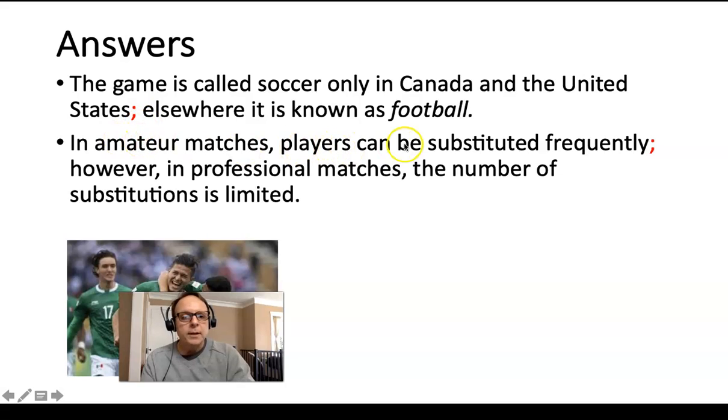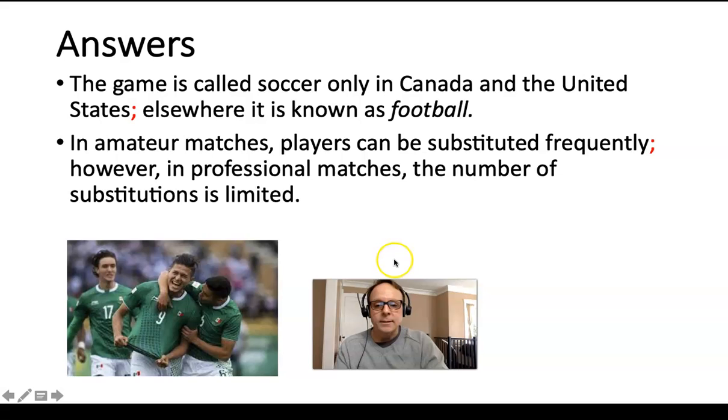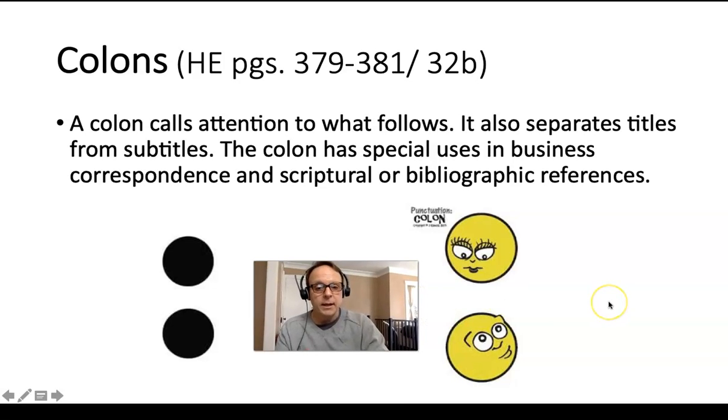In amateur matches, players can be substituted frequently; however, with a comma here, but the semicolon before the transition. And again, we have these two related sentences that go together, and we use a semicolon with them. All right, that was very fast, and semicolons are kind of complicated, but again, I'm just sharing quickly. Same thing with colons. You can find information about these on 379 to 381.